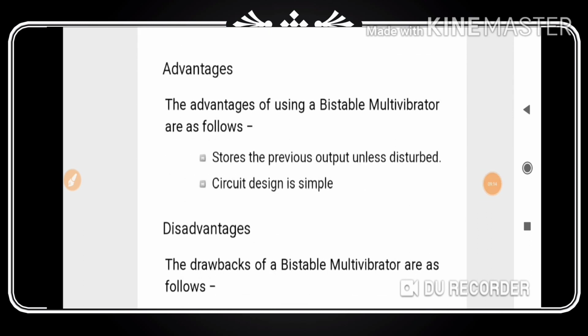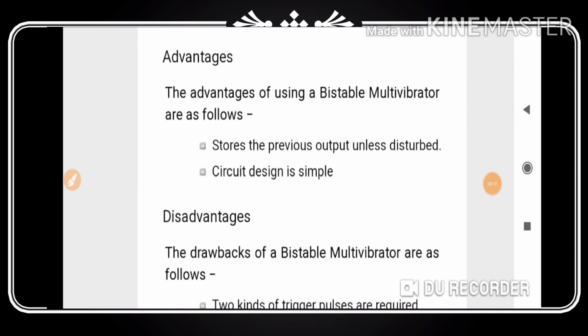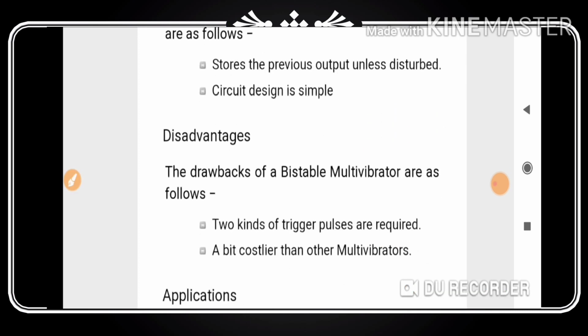Next, let us see the advantages and disadvantages of the bistable multivibrator. The advantage is that it stores the previous output unless disturbed, and the circuit design is very simple. What are the disadvantages? The drawbacks of the bistable multivibrator are that two kinds of trigger pulses are required, and it is a bit costlier than the other multivibrators.